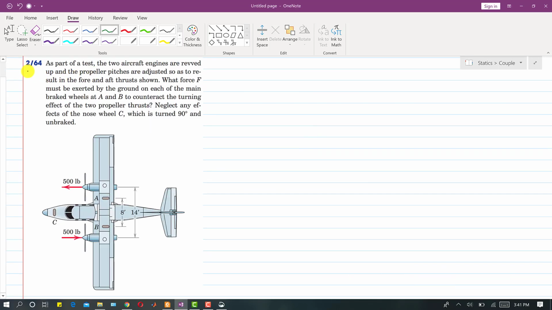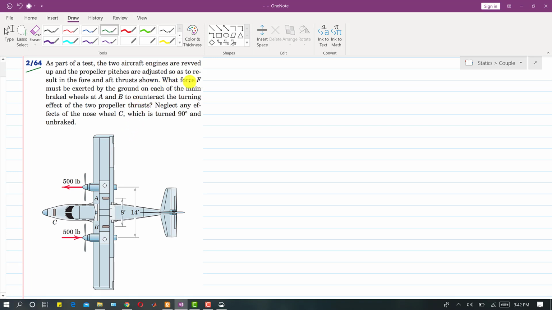The next problem that we are going to solve is problem 264. In this problem it is said that as a part of a test, the two aircraft engines are revved up and the propeller pitches are adjusted so as to result in the force and shaft thrust shown, right? So what force F must be exerted by the ground on each of the main brake wheels A and B? So we have wheels here A and B, shown here in the top view. These are two wheels, right?